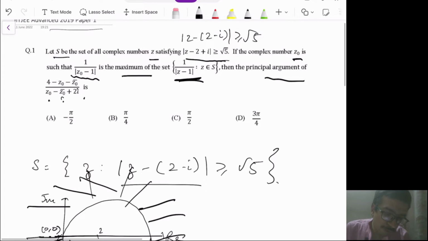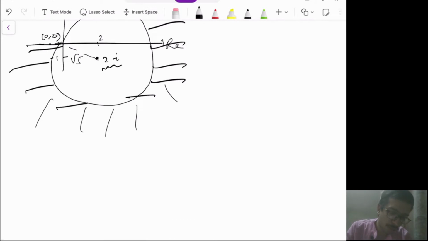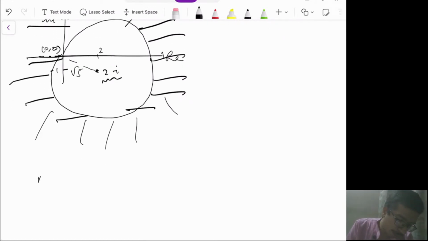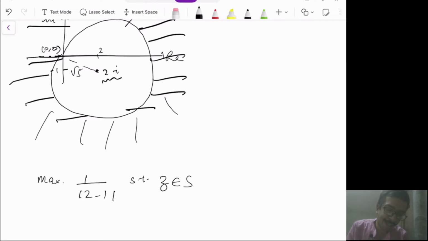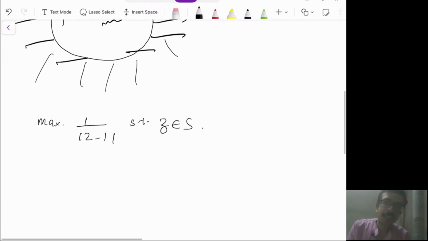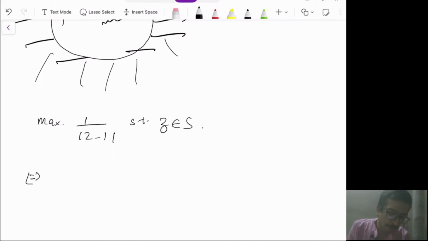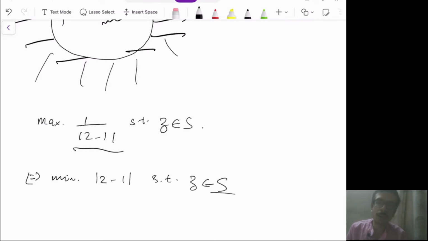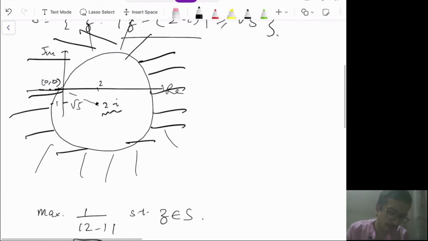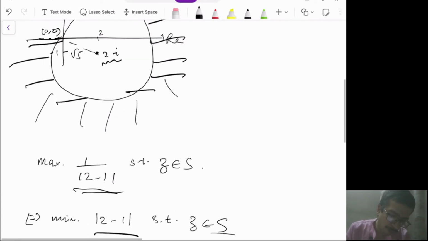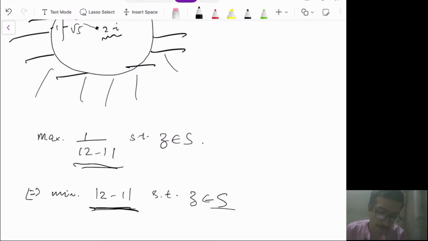Now we have to find that z0 which maximizes the value of 1 over mod z0 minus 1. So basically we need to maximize 1 over mod z minus 1 such that z belongs to the above set S. Maximizing 1 over x is equivalent to minimizing x. Modulus is a positive number, so the lower the value of mod z minus 1, the larger is 1 over mod z minus 1. So we have to find that z0 such that mod z minus 1 is minimized.